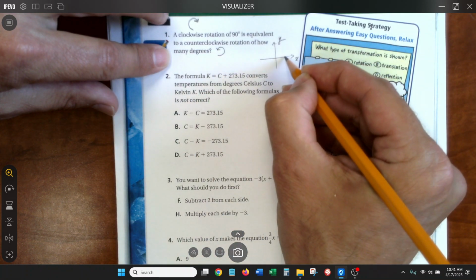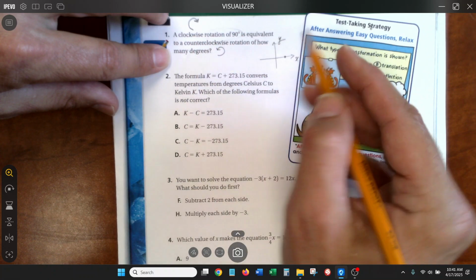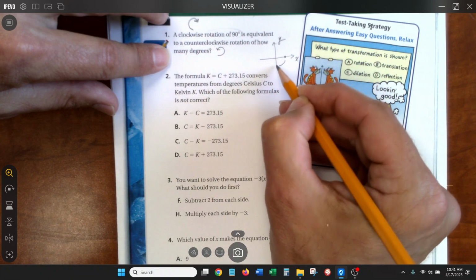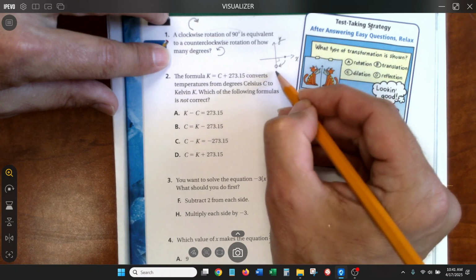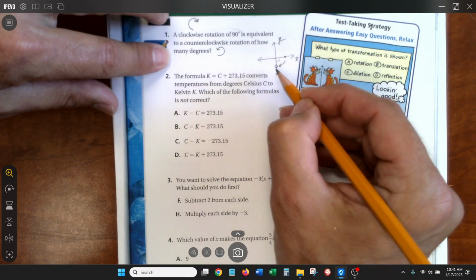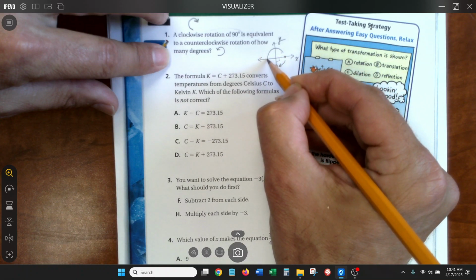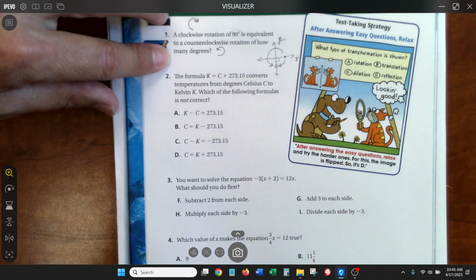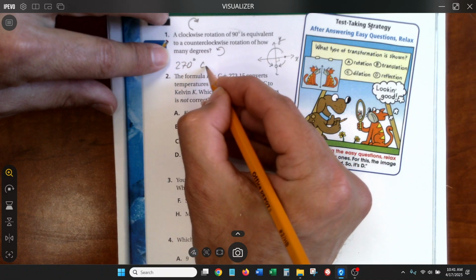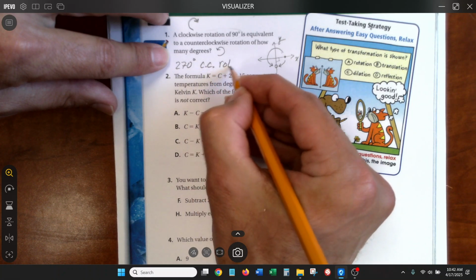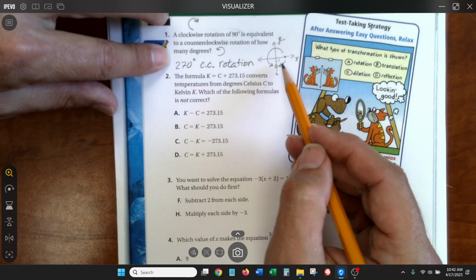And so if we take a point, say on the positive x-axis, and we rotate it clockwise by 90 degrees, that will put the point over here. That's a 90-degree rotation. Right, there's your 90-degree angle. Now to get that same point with a counterclockwise rotation, we have to rotate 90, 180, 270 degrees. So a 270-degree counterclockwise rotation is our answer. It gives us the same rotation as a 90-degree clockwise rotation.